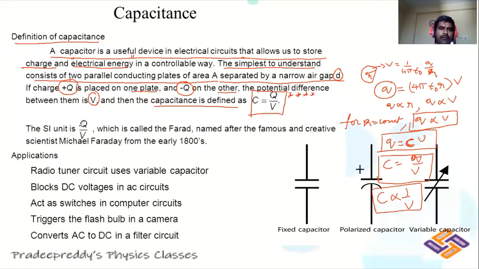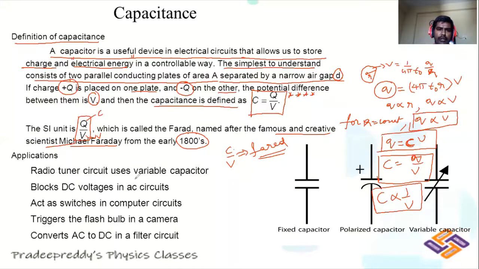Now as we know, C is equal to Q by V. Q has unit coulomb, V has unit volt. So therefore C has unit coulomb per volt, which is called a farad. Farad is a unit of electrical capacitance named after the famous scientist Michael Faraday. In 1800 itself, he defined what is meant by capacity and capacitor. He even constructed one.